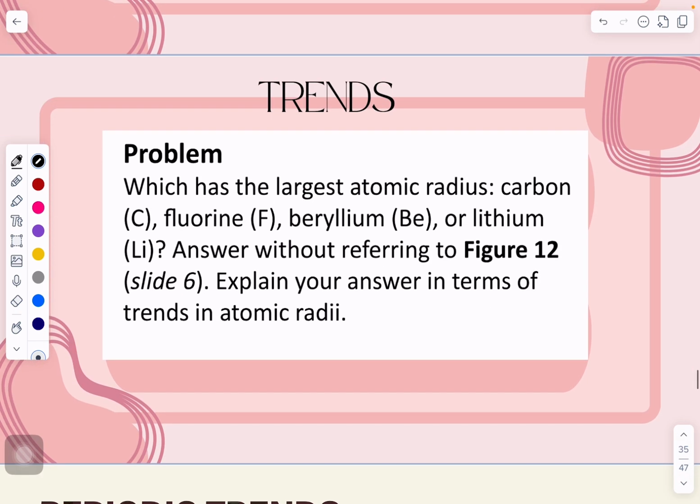All right, so go ahead on your own. You're going to solve this problem and tell me what you come up with. Which has the largest atomic radius and which one is going to have the smallest atomic radius.